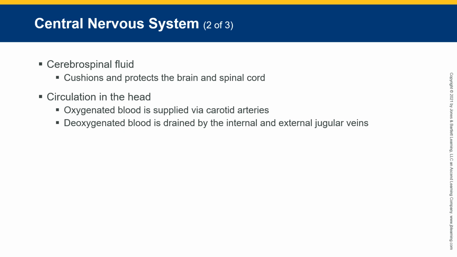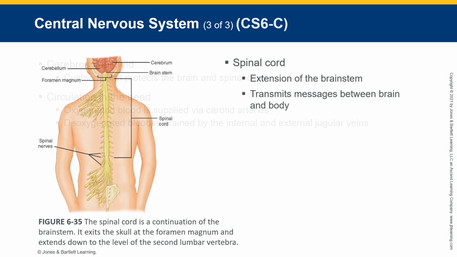On the brain, you have cerebrospinal fluid, which cushions and protects the brain and spinal cord. It's a yellowish color. How you get oxygen up there is you get oxygenated blood supplied via the carotid arteries, and then deoxygenated blood and wastes are drained by both the internal and external jugular veins.